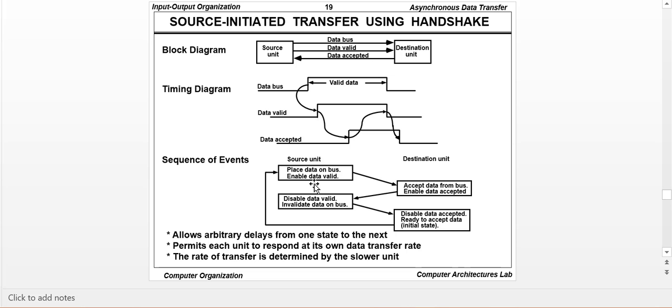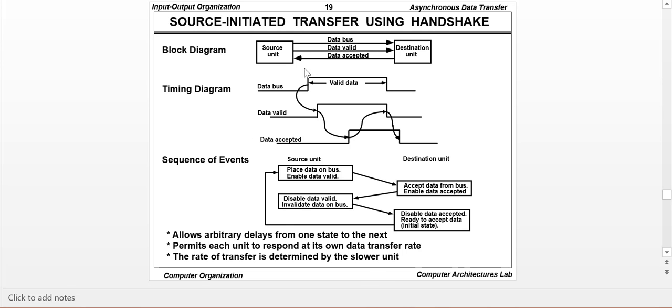Now the destination unit is ready to accept the second set of data. Once again, the source unit will place data on the bus and enable the data valid. Same thing, the cycle now continues until the full data is transferred from the CPU to the memory, in the case where the CPU is your source unit and your memory is your destination unit.